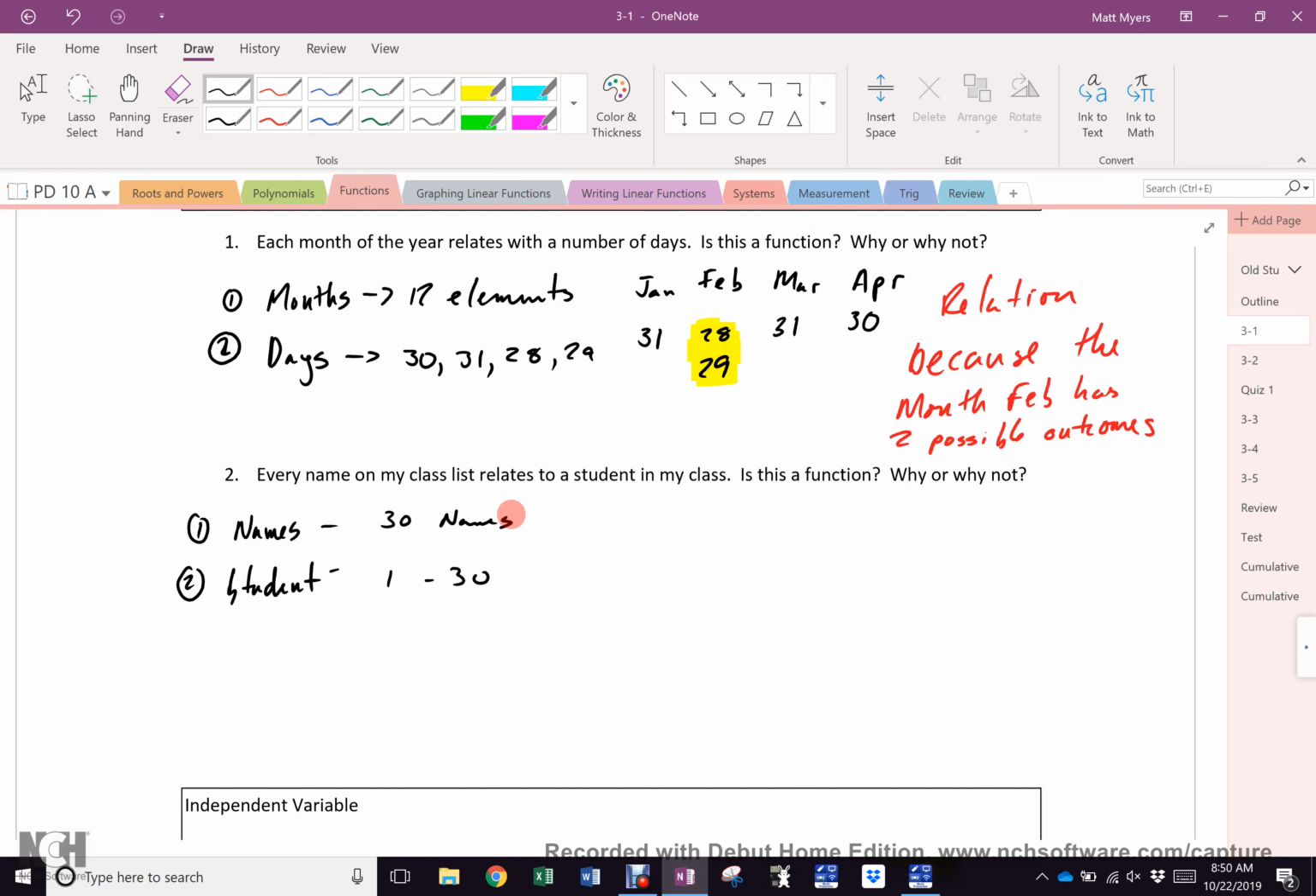But, so, everybody cool? So, this depends, right? In this class, because nobody shares a first name, this is a function. Because every kid has a unique name.